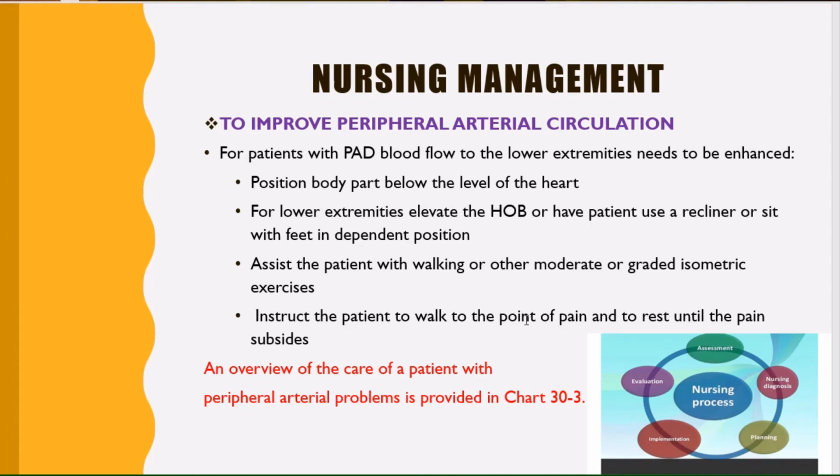In order to achieve this goal, we need to do some interventions. Make sure that you position that body part below the level of the heart. If the legs are affected, make sure that the legs are below the heart. If the patient is in bed, we need to elevate the head of the bed so the extremity is below the heart. They can sit in a recliner, on the side of the bed, or on a chair, as long as their feet are in a dependent position. That means dangling the feet.